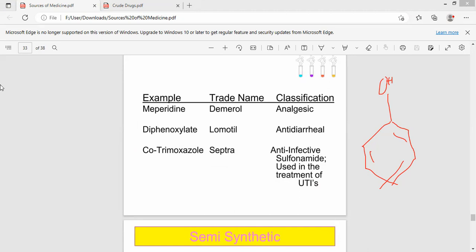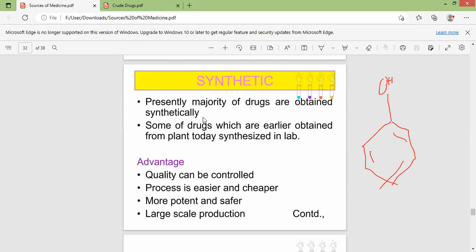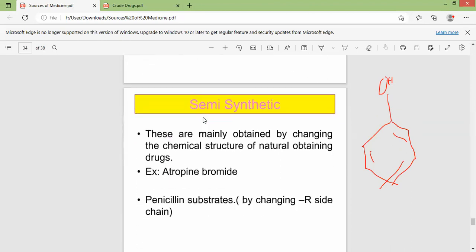So these are an example of synthetic drugs. If you ask which is the most commonly used class of drugs in terms of the source, it will be the synthetic drugs. They are the most common type of drugs that are used currently.